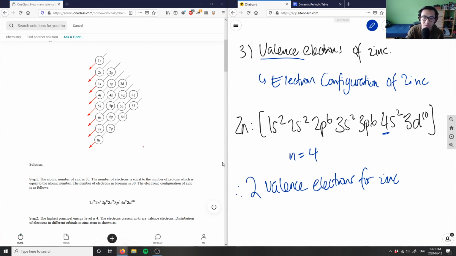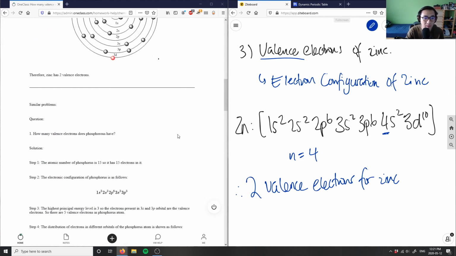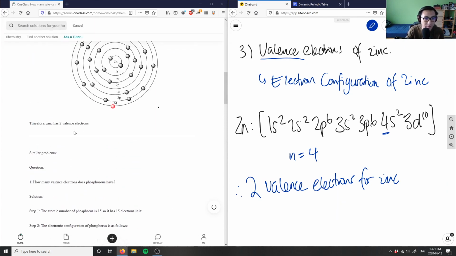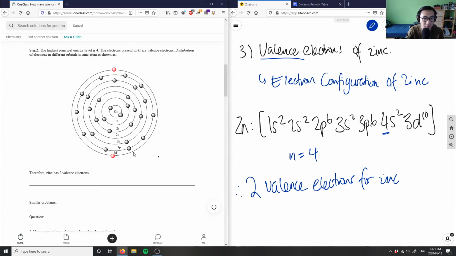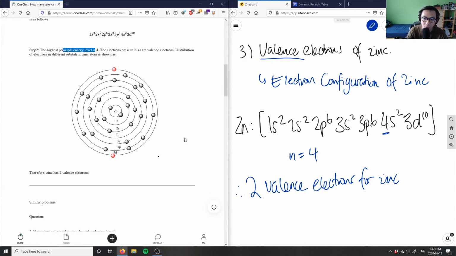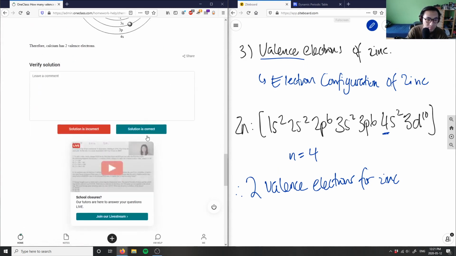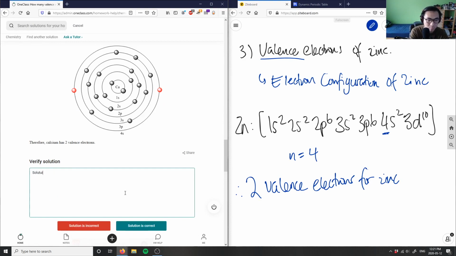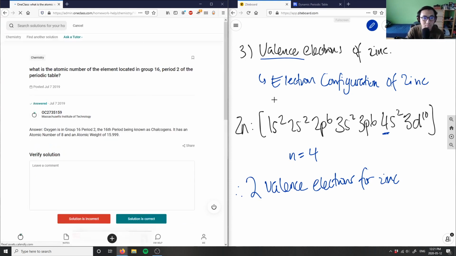So I have 2 valence electrons for zinc as my answer here, and as you can see, they also wrote here, therefore, zinc has 2 valence electrons, because they also wrote out the electron configuration, and the highest principal energy level is 4, like I said, n equals 4, and I have 2 s electrons there. So this solution here is correct. Good analysis.